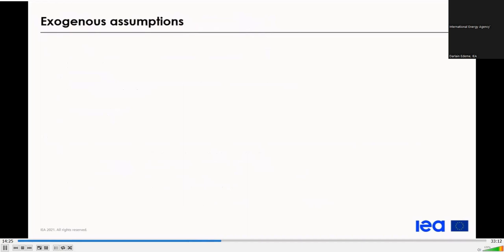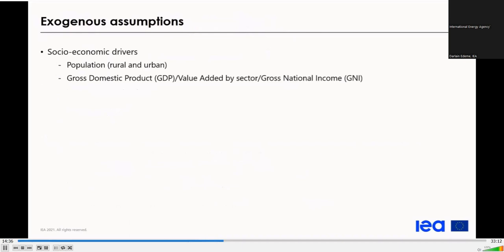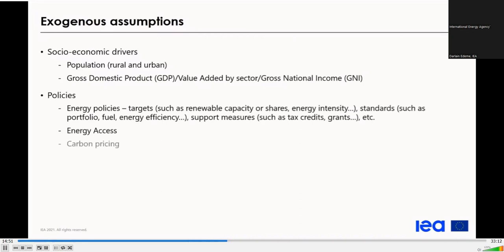In the model, the input includes exogenous assumptions. And those assumptions are related to socioeconomic drivers, like how population will evolve in the future, how GDP is to evolve. So we can rely on other institutions' predictions, like the IMF, or make our own predictions. Then we will take as exogenous assumption the policies that governments would take. For example, energy policies in the renewable space with targets that could be fixed by government, with standards that could be implemented or support measures to certain energy technologies, energy access targets, subsidies, removal rates that will also help the assumption and be input to the model.